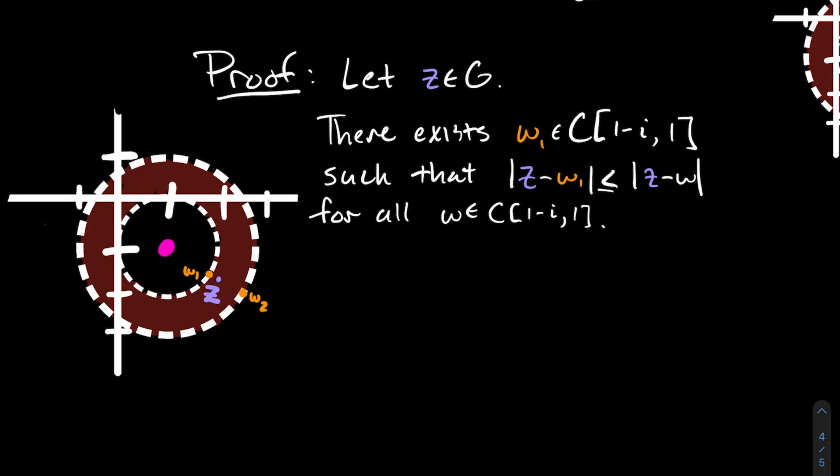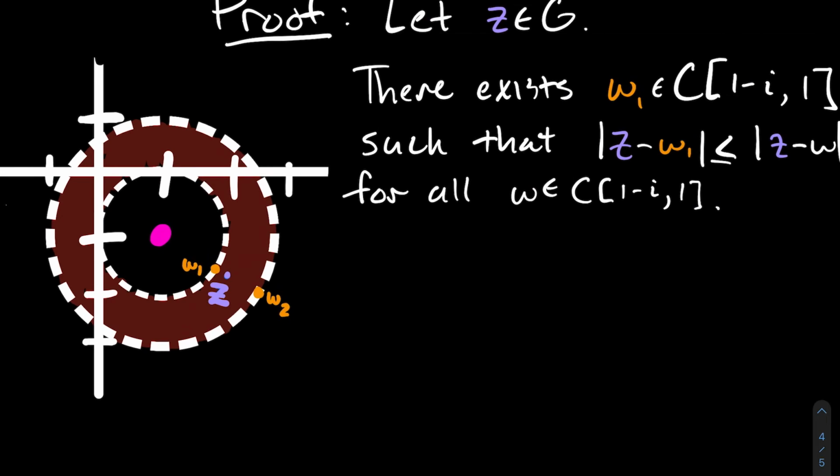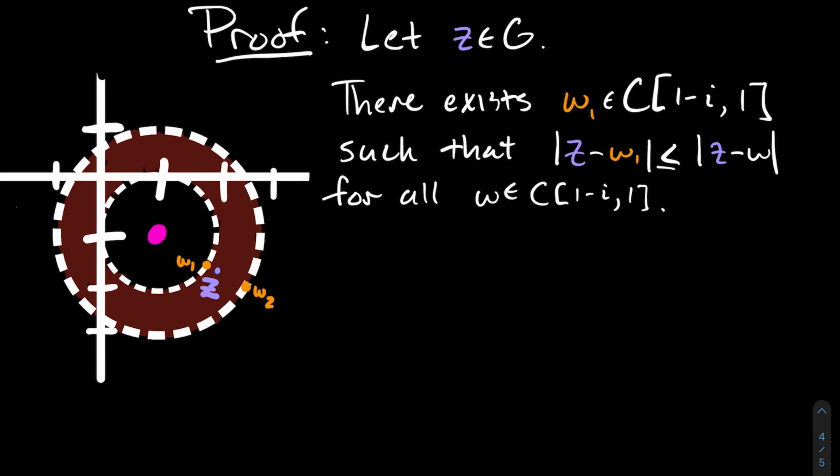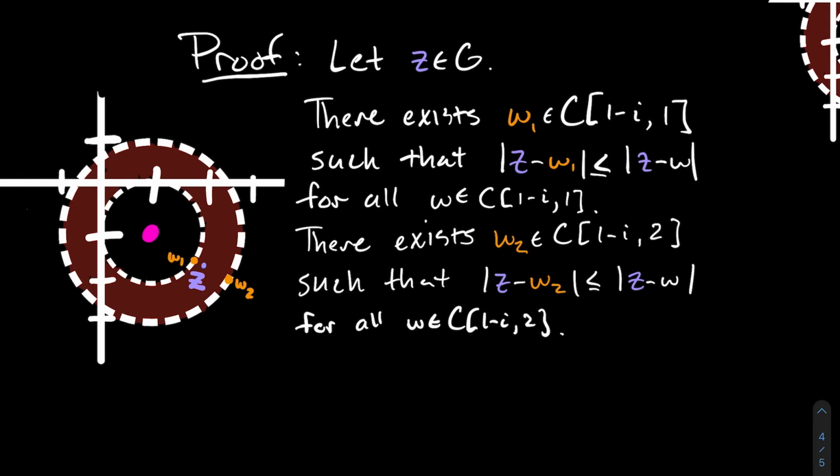Now I'm going to do the same kind of thing. Let's think about W2. Let's look at the point on the outer circle that's closest to Z. And so again, in our math words, how do we talk about that? W2 is going to be the point on the outer circle, C(1 minus i, 2), such that, again, what do I mean by it's closest to Z? I'm saying that the distance from Z to W2, so that's the absolute value of Z minus W2, is less than or equal to the absolute value of Z minus W for all other W that are on that outer circle there.